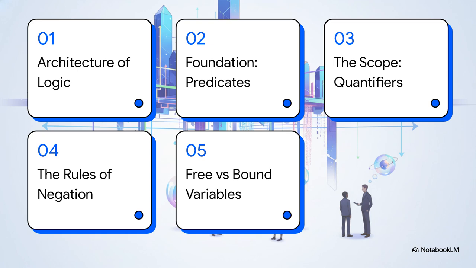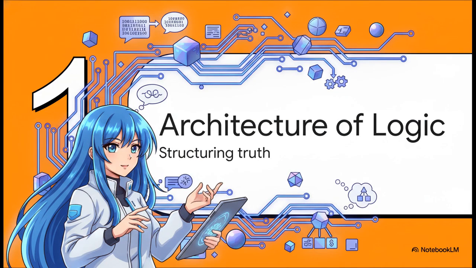Here's our roadmap for today. We'll start with the architecture of logic, lay our foundation with predicates, and establish scope using quantifiers. Then we'll tackle the rules of negation and wrap the whole shebang up with free versus bound variables. Okay, let's dive right into this.